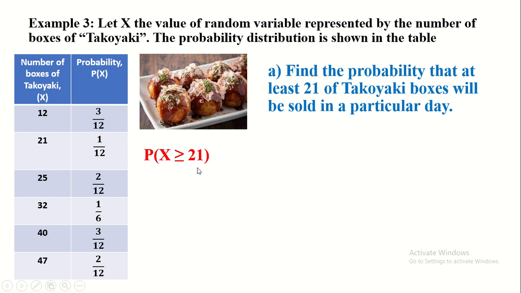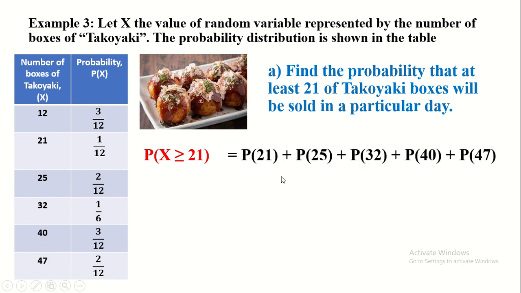Ibig sabihin, ano nga ba yung mga greater than sa 21 boxes? Siyempre, nandyan yung 25, 32, 40, at 47. At ito yung mga probabilities niya. Kaso isasama natin yung 21 kasi meron kang equal sign. So we have the probability of 21 plus the probability of 25 plus the probability of 32 plus the probability of 40 plus the probability of 47.